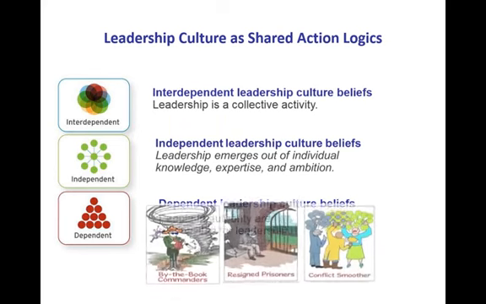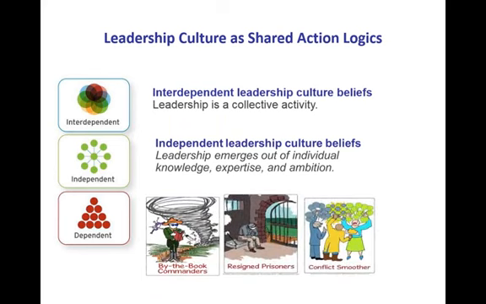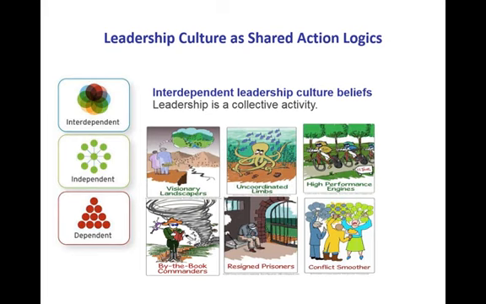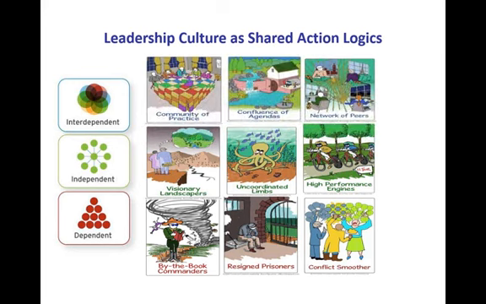And so, as I said, the cards are correlated with these three stages. Here are three cards: by the book commanders, resigned prisoners, conflict smoother. Those are all associated with the dependent action logic. It's another way to say this, action logic. The independent ones are illustrated here by visionary landscapers, uncoordinated limbs, and high-performance engines. Notice each of these stages is neither good nor bad, it just is, and you can have more negative-looking metaphors or more positive-looking ones. And then finally, there's interdependent: community of practice, confluence of agendas, network of peers. They all speak to the collective aspect of leadership.